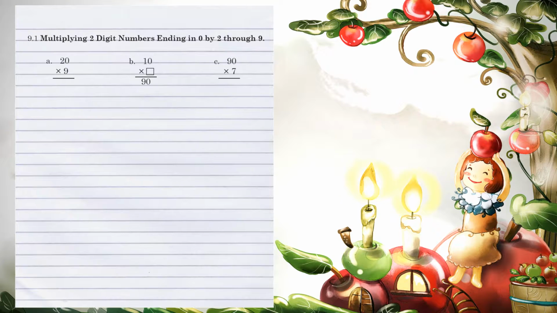I have 20 times 9. First step in our process, 9 times 0. Anything times 0 is 0. Then we will do 9 times 2, which is 18, for an answer of 180.